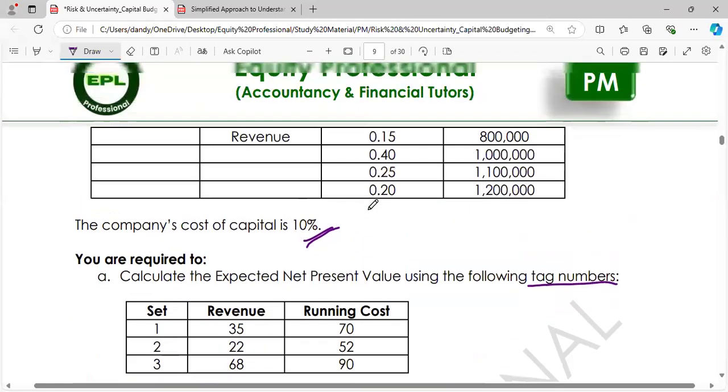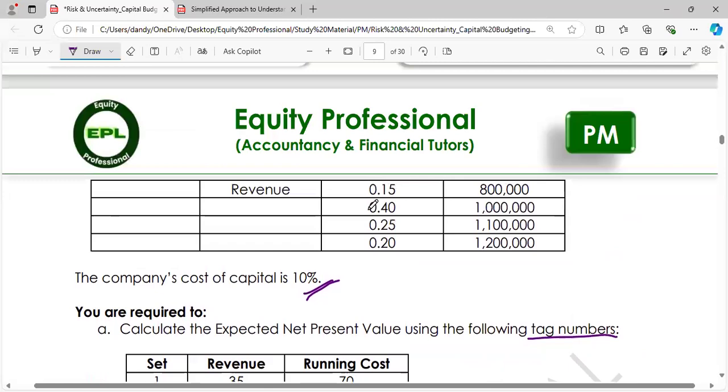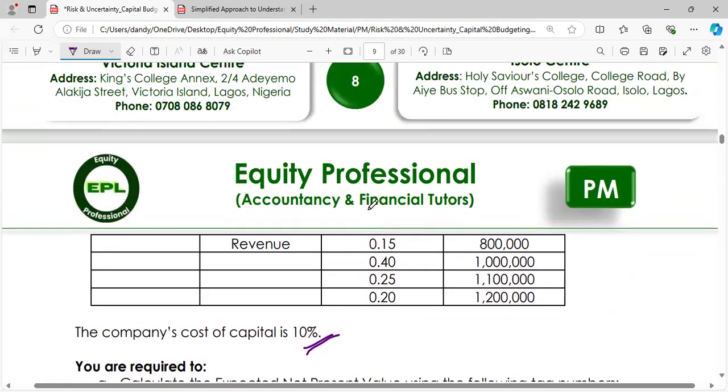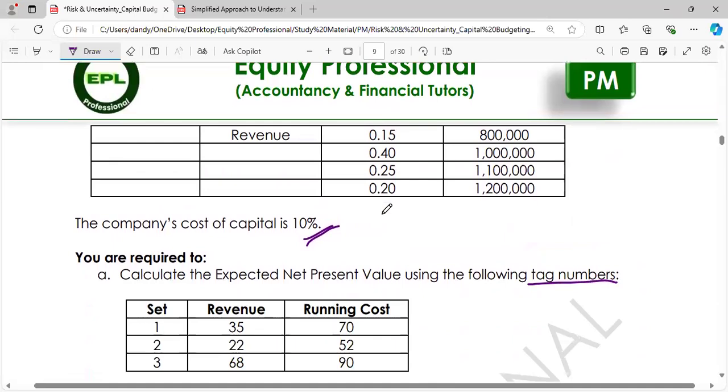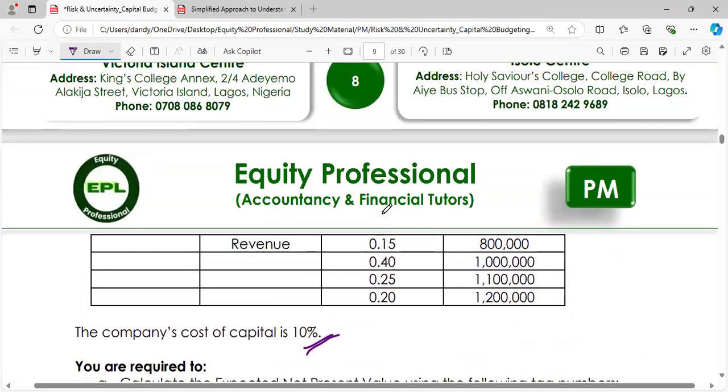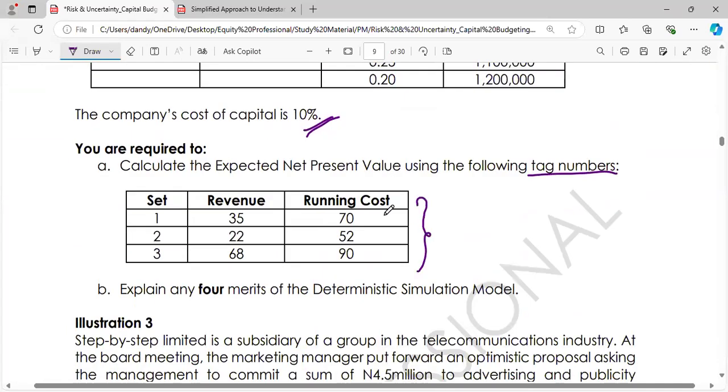Now, the bottom line is that somebody will ask, how do we know that we are supposed to use simulation to determine expected NPV? If in a question, the examiner did not mention to calculate expected NPV using simulation, once you can see random number in the question, like in this case, you need nobody to tell you that you are supposed to use simulation, because every method has its own unique way of incorporating risk into an investment proposal. So whenever you see random number or what is called tag number, you should know that you are expected to use simulation.